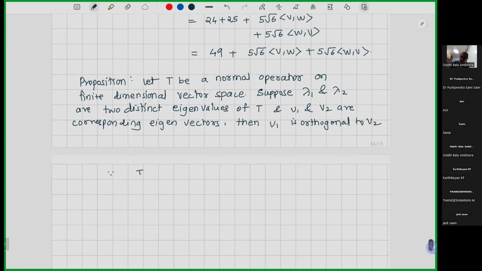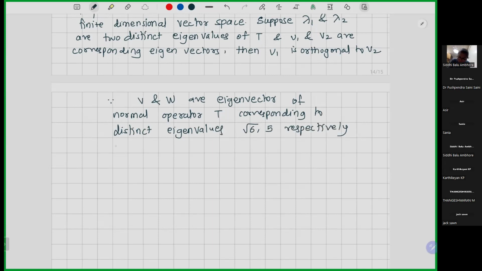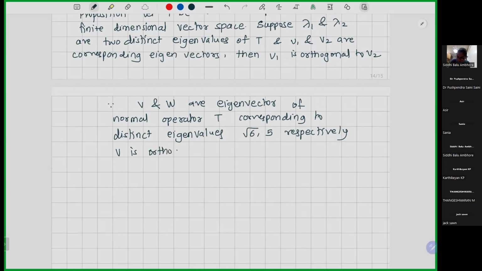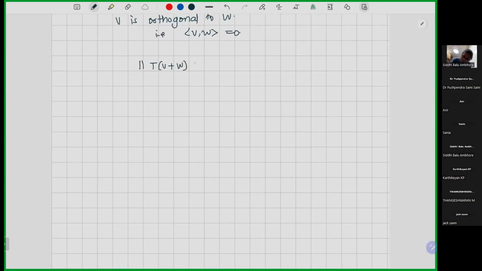So since V and W are eigenvectors of normal operator T corresponding to distinct eigenvalues root 6 and 5 respectively, V is orthogonal to W. That is, the inner product of V, W is 0. And then from here, we can conclude that the norm of T(V plus W) square is 49 plus 0 plus 0, and this is 49. This implies the norm of T(V plus W) is equal to the square root of 49, which is 7.